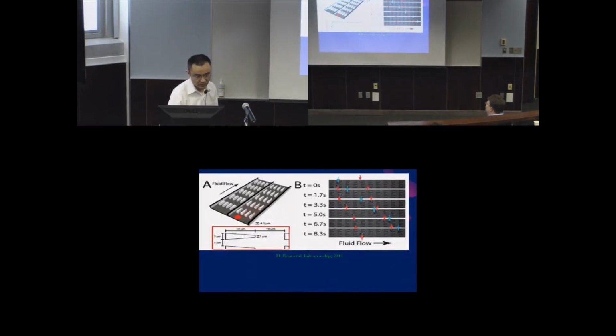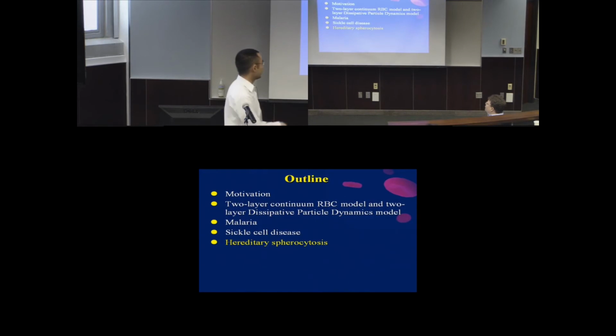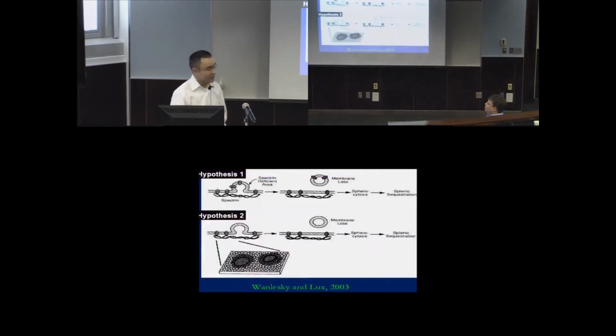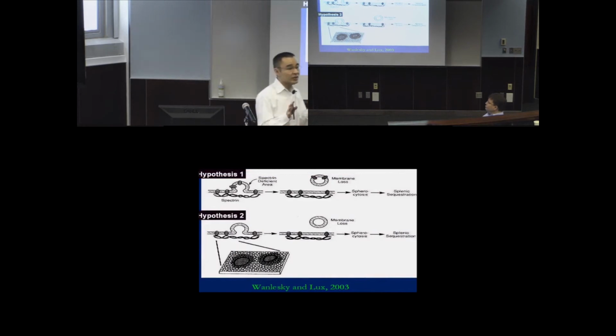That's the example of sickle cell. Now, finally, I will also talk about hereditary spherocytosis. In these diseases, it's not a single reason. For sickle cell, it's a single reason because there's a mutation of the hemoglobin. But for hereditary spherocytosis, there are many reasons. However, there are only two hypotheses.